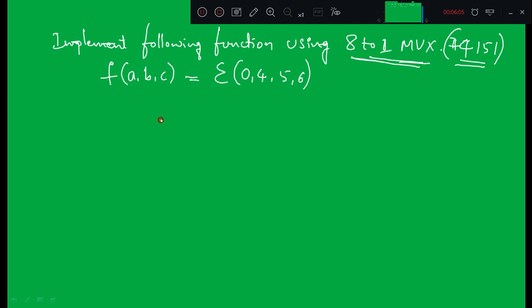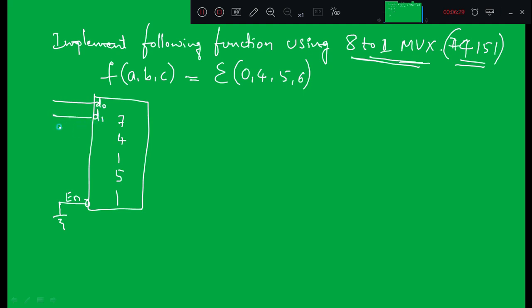When it is asked using an 8:1 mux, it is very simple. Let us see how to implement this using an 8:1 mux. The enable is active low, so I have to connect that enable pin to ground, then only I can enable this 74151 8:1 mux. Let us draw the data lines D0, D1, D2, D3, D4, D5, D6 and D7. It has two outputs, one active low and one active high.